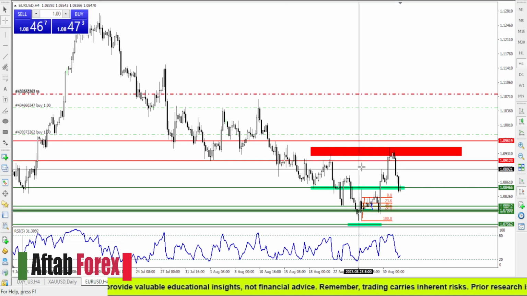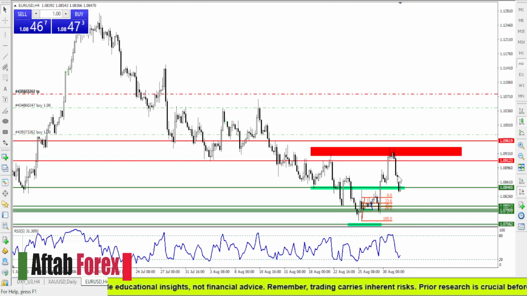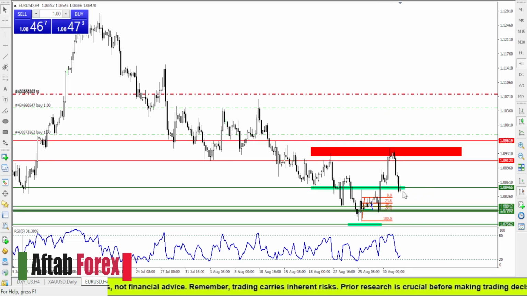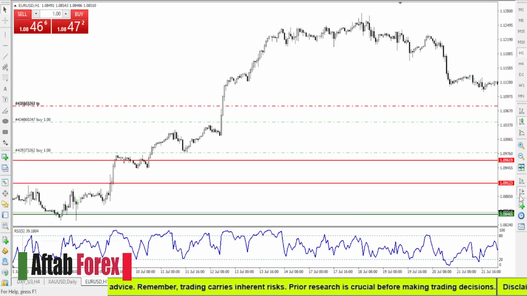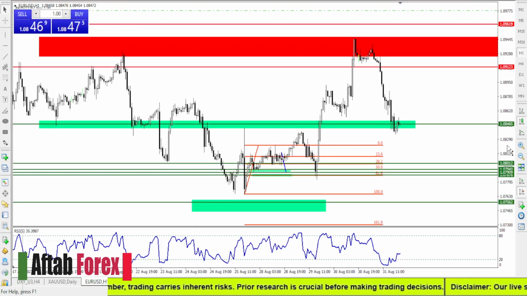Euro US dollar, last night I gave a sell trade from there, gave me 87 pips, and this exactly was discussed last night. So congratulations everyone if you have made this 110 pips of profit. Now we have to see on the H1. Let's find out what it's going to do further.